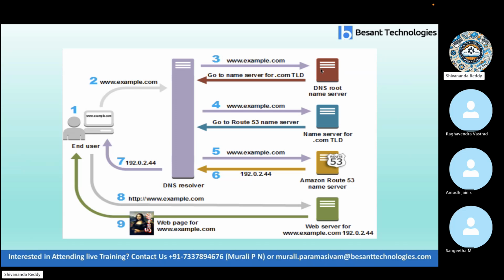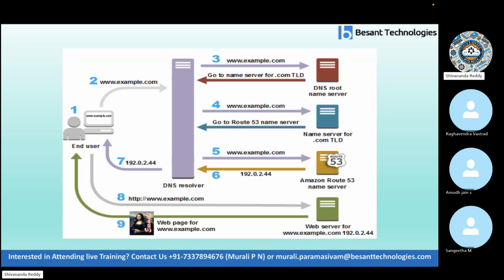that will check it on the DNS root name server. The DNS root name server will go to the name server for .com TLD. TLD means top level domain names. That means .com, .in, .co.in. Those are the top level domain names. The first step again will be searching on the name server for .com TLD.